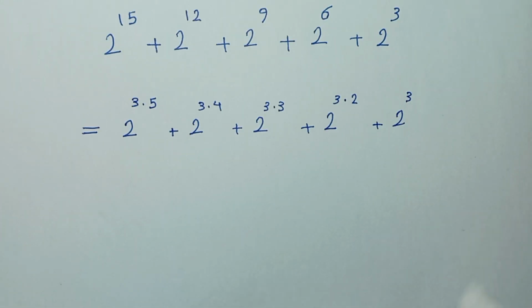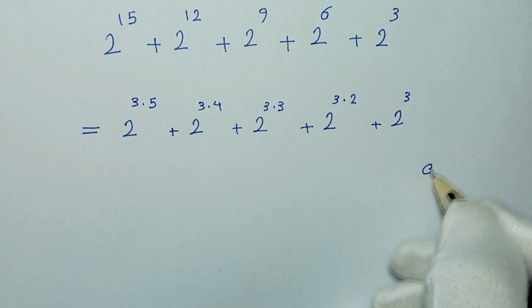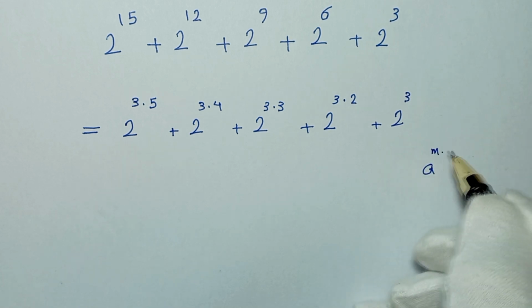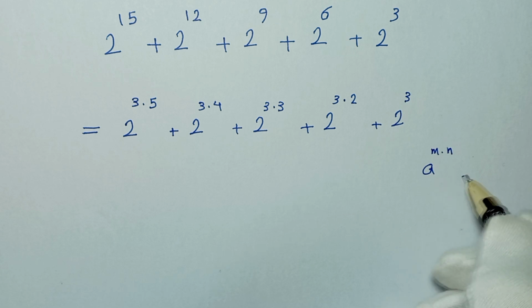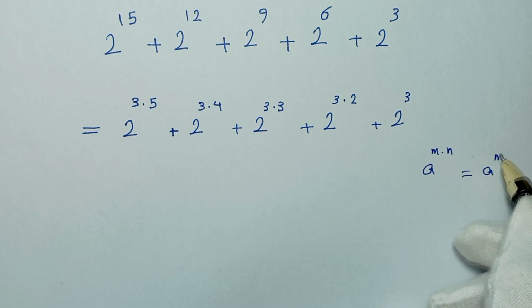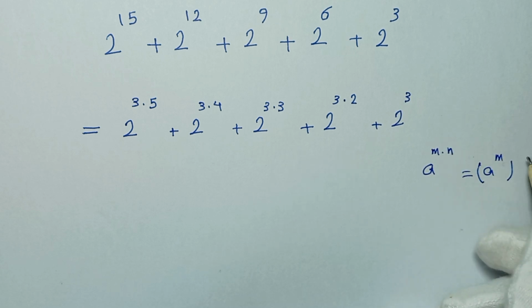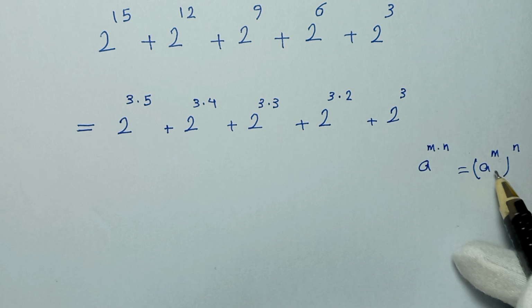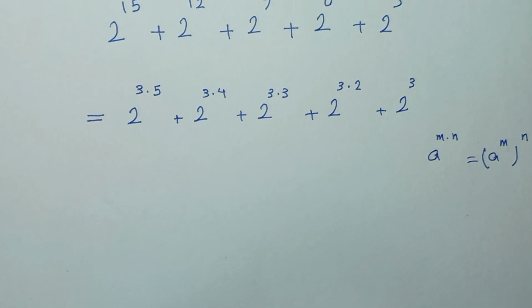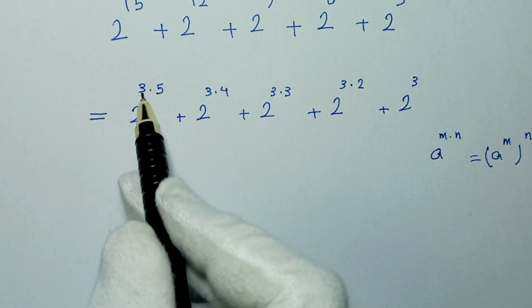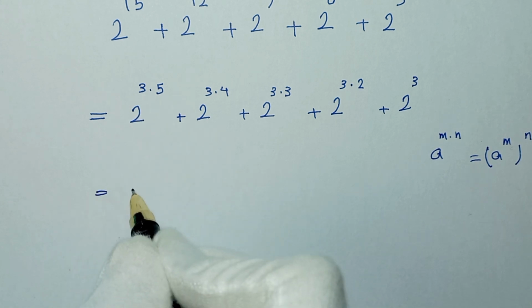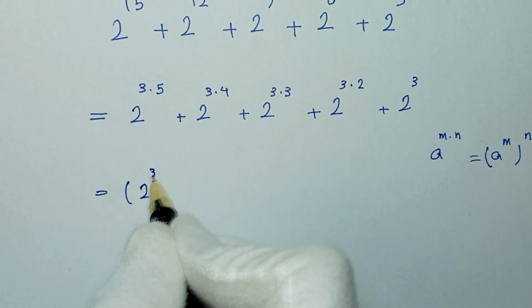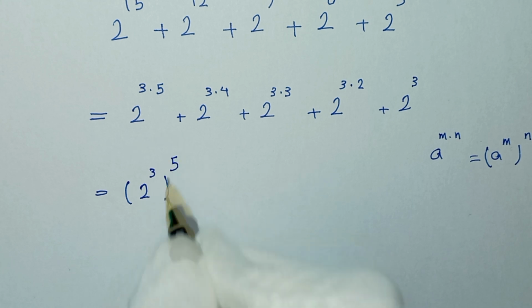And if we have a to the power of m times n, it is equal to a to the power of m, in brackets, to the power of n. We can write this m times n like this: a to the power of m, to the power of n. And here, 2 to the power of 3 times 5 is equal to 2 to the power of 3, to the power of 5.